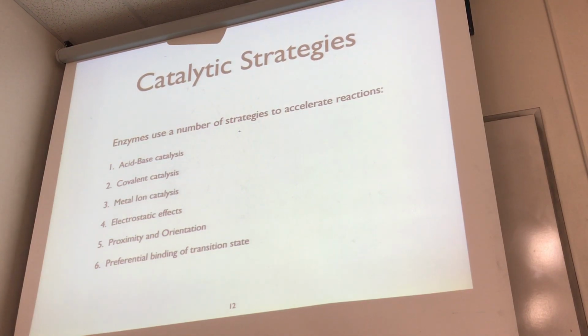Enzymes use a number of strategies to accelerate reactions. We've got acid-base catalysis, covalent catalysis, metal ion catalysis, electrostatic effects, proximity and orientation, as well as preferential binding of the transition state. And that's basically, as I said earlier, positioning of the functional groups to preferentially interact with the transition state of the molecule, whether in the case of a hydrolysis you've got a tetrahedral intermediate, or it's a planar intermediate, or something along those lines. The groups that are interacting are positioned so as to more favorably interact with the transition state rather than the substrate or the product.